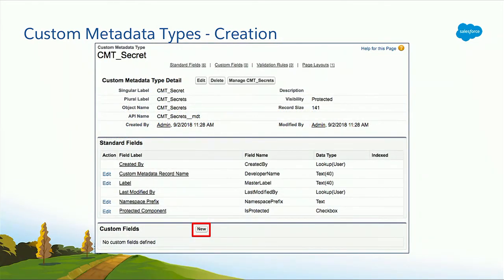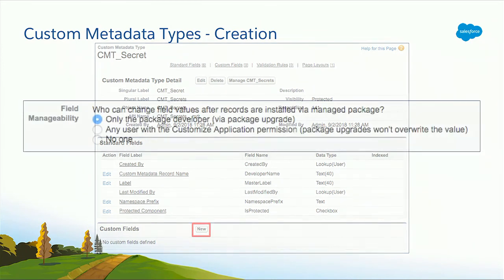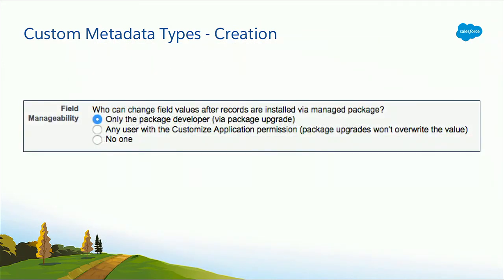So as we can see, the custom metadata types come with more standard fields than the custom settings do. We want to add one for value anyway, so click New. And on the field, we have some visibility as well.